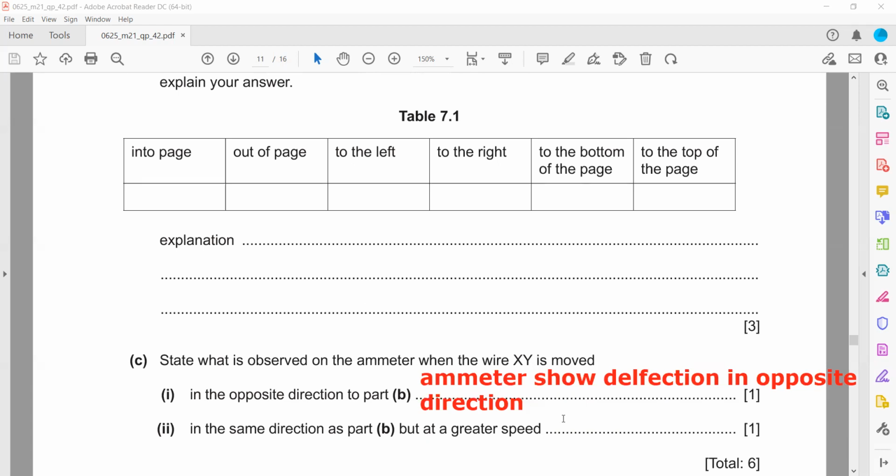And the next one: if it is moving in the same direction but with a greater speed, the direction would not change, but the ammeter will show a larger deflection, because if it is moving faster, there will be a greater induced EMF, and when there's a greater induced EMF, the deflection will be larger. So if I move the magnet or the wire faster, then the induced EMF will be greater. If I change the direction of the movement of the magnet or the wire, the direction of the induced current will be reversed.